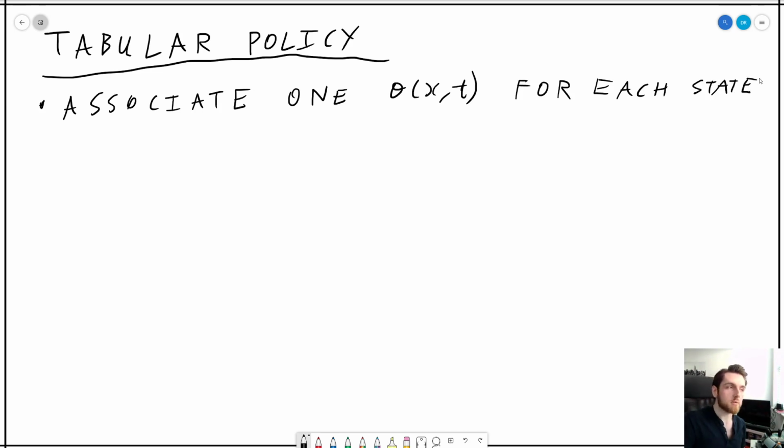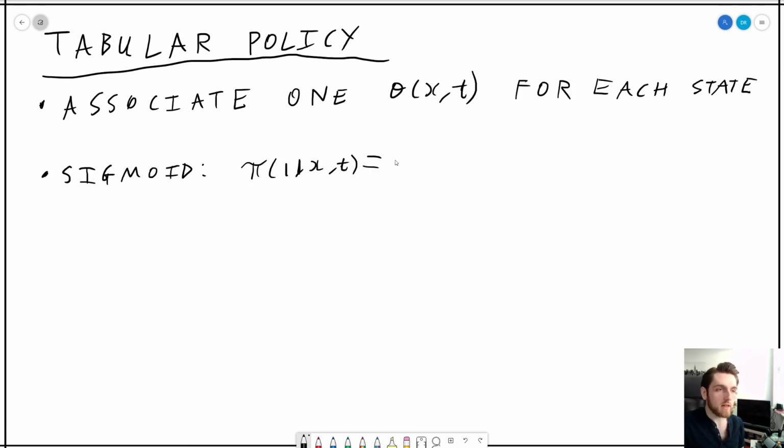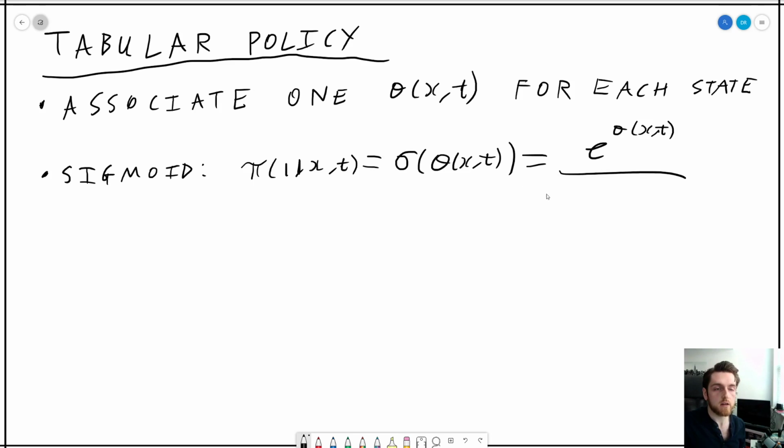And then to get a probability distribution out of this, we use a sigmoid. So the probability of going up, pi of 1 given x and t, is simply going to be the sigmoid function on this potential theta of x and t. So writing that out, that will be the exponential of this weight divided by the exponential plus 1. And then the probability of going down is simply 1 minus this.